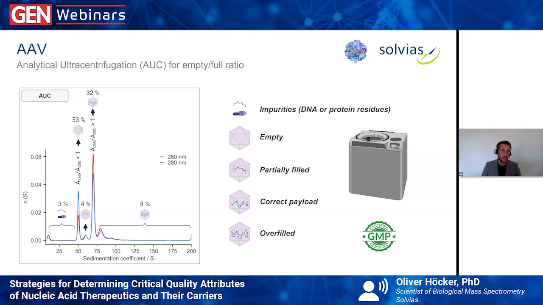It can be a fragment of DNA or some other unknown filling. On the right side, we also have aggregates or overfilled capsids, so capsids that have more filling than they should have. And at Solvias, we are running this under GMP. That is something very unique in our business, and it is the gold standard for determination of the empty-full ratio for AAVs.